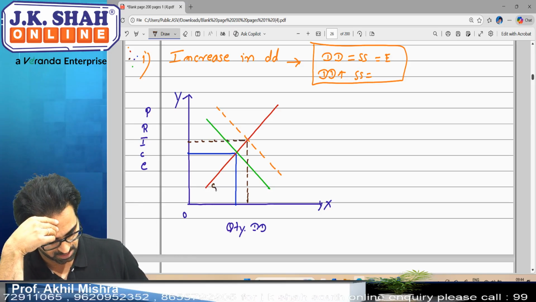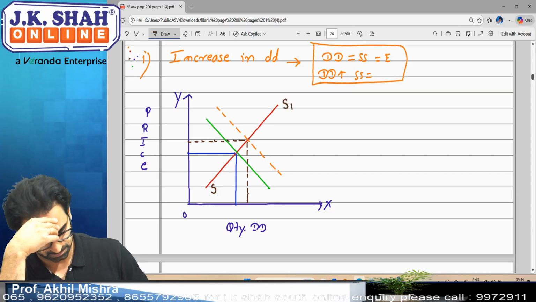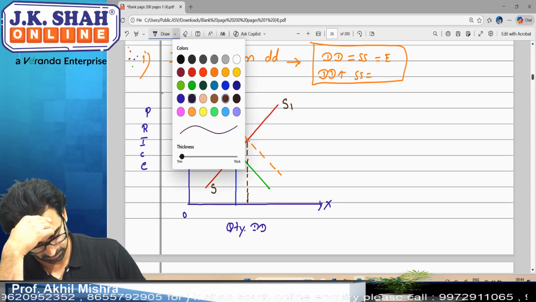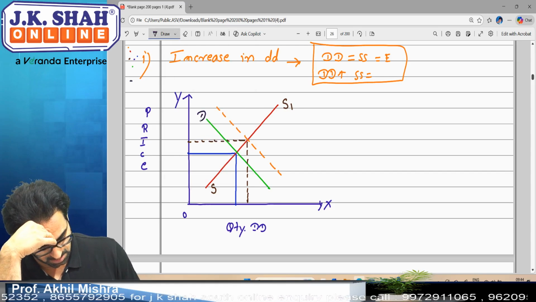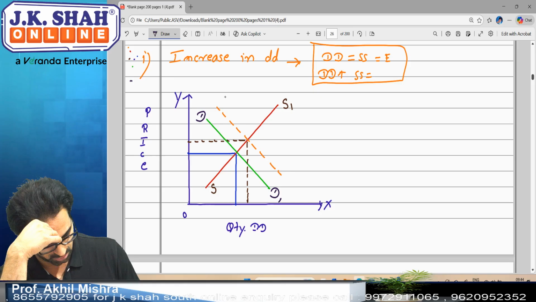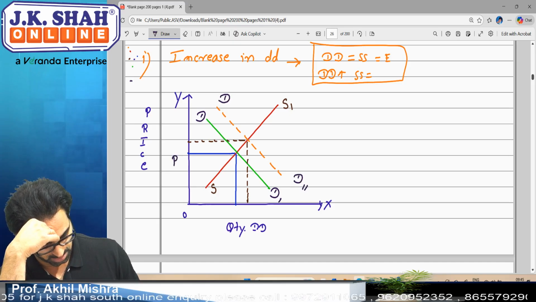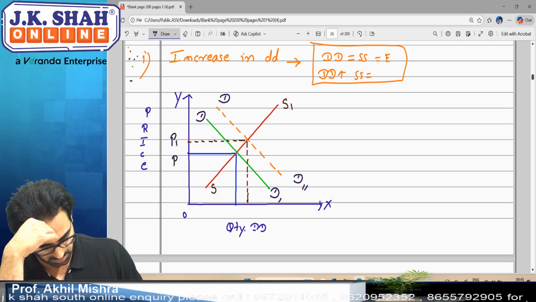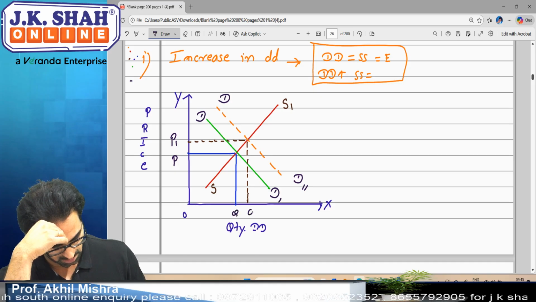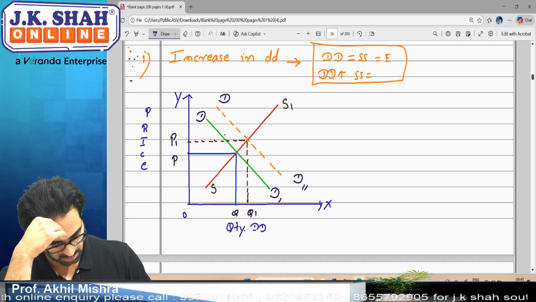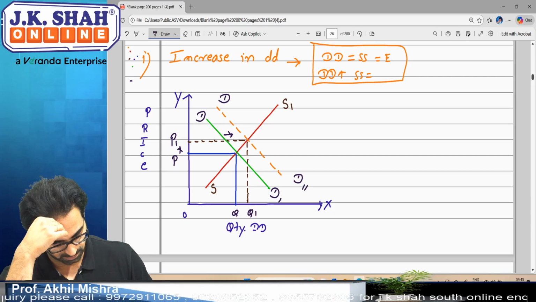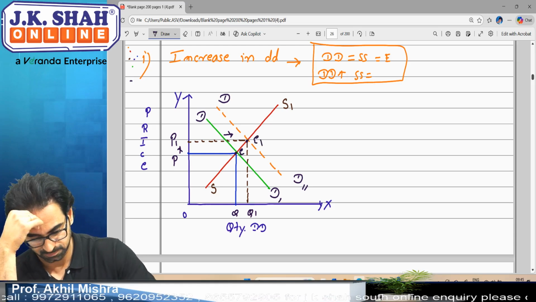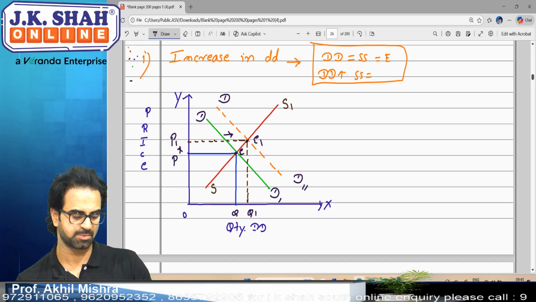So this is supply, SS1. This is your D, D dash. New price is P1, quantity Q1. Demand has increased, price has increased. This will increase demand. See, supply remains the same and demand increases.